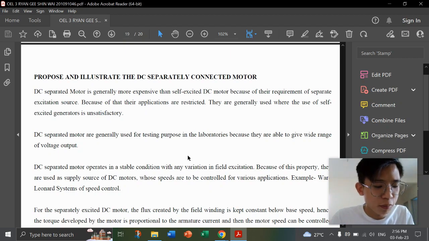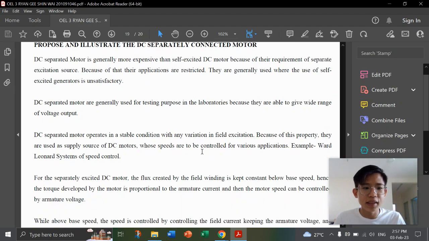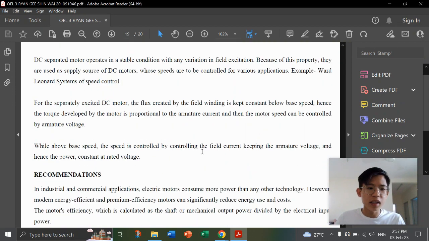The separately excited DC machine is more preferable over the self-excited one because it is usually used for testing purposes, as it gives a wide range of output voltage from a very simple setup. We can see that with the DC separately excited machine, you have two voltages: one is your field voltage, and the other is your terminal voltage. With the self-excited DC machine, you have only one terminal voltage. That is the very big difference we can see. Of course, you can get better readings using the separately excited DC motor.